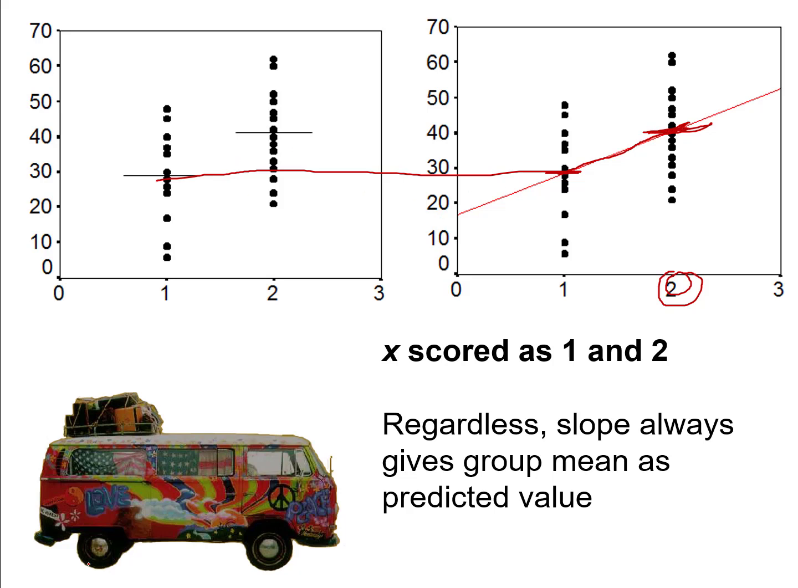So note how both the left-hand figure and the right figure are showing the same thing. It's showing that if you're in group 1, your predicted value is right here, almost 30. Same thing over here, right where that slope is. That slope crosses the value of 1 at almost 30. And if you're in group 2, your predicted score is up here, a little bit higher than 40.